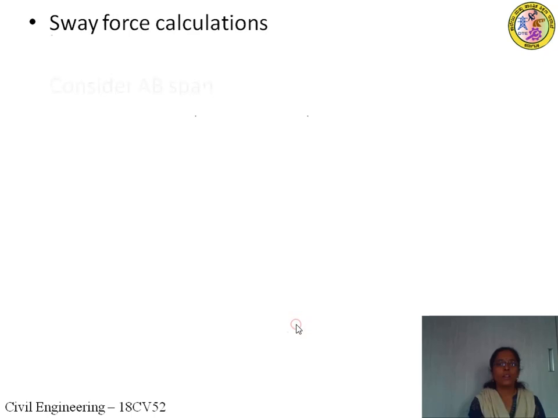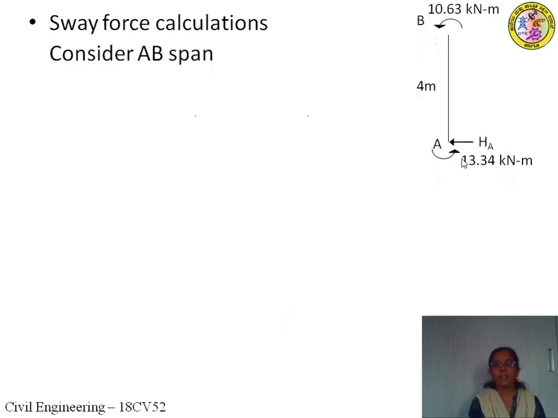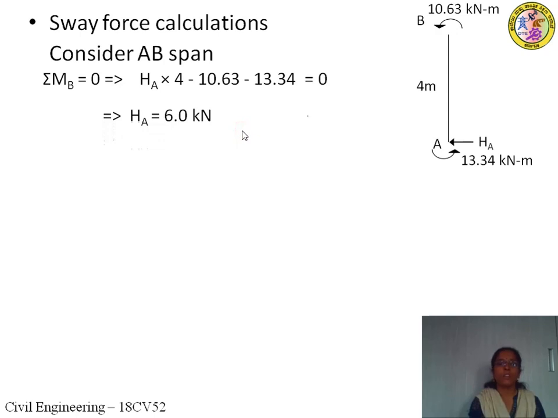So to find the sway force, consider AB member, apply, let us assume this as the direction of HA, and these are the end moments, okay. With the end moments, apply sigma MB is equal to 0, which implies HA. So here HA is inducing clockwise moment, therefore positive. HA into 4 minus, this is anti-clockwise, minus 10.63 and minus 13.34 equals 0, which implies HA is equal to 6 kilonewton.